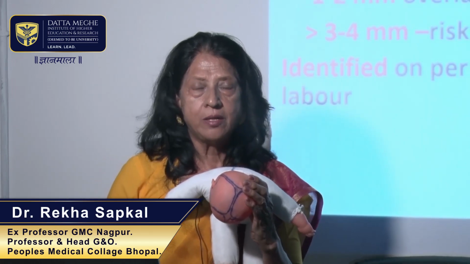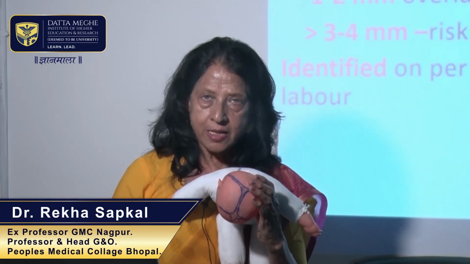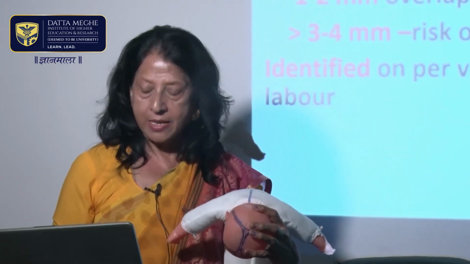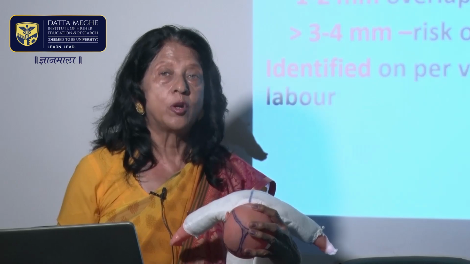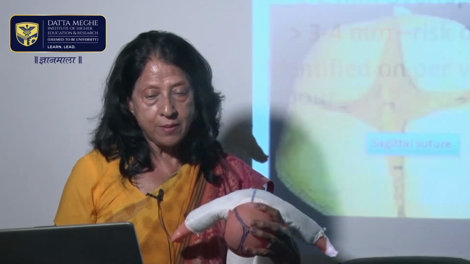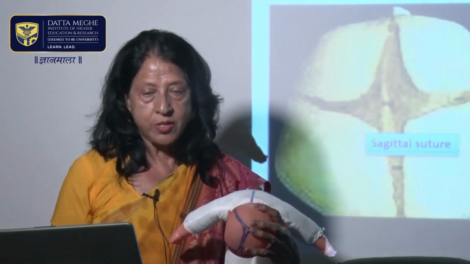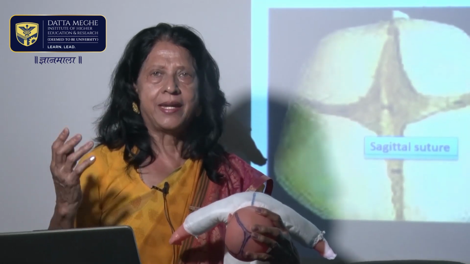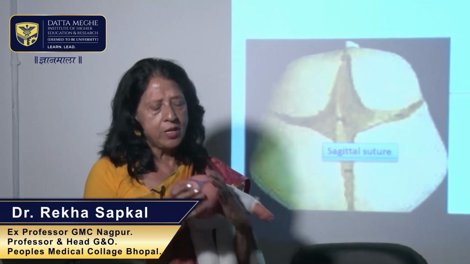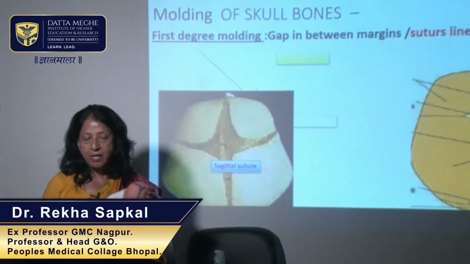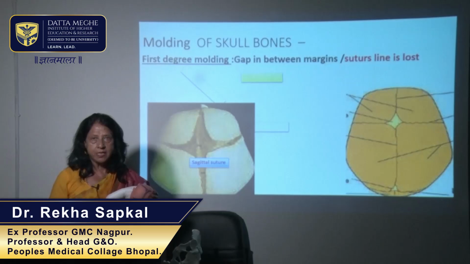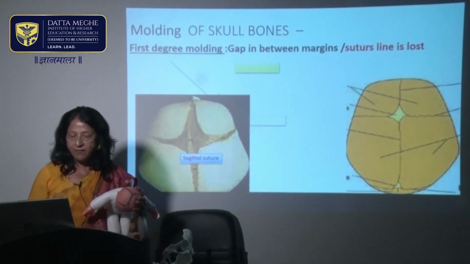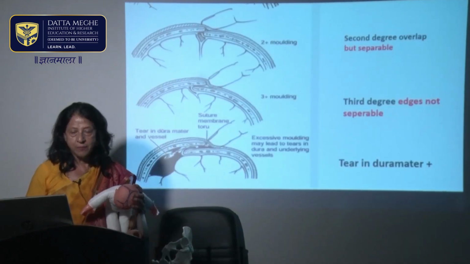Where do you find the molding? I can detect molding on per vaginal examination in the second stage of labor. In cases of prolonged labor, obstructed labor, the molding may be there. It is a sign of fetal distress also. There are different degrees of molding. Like first degree, the gap between the bones is lost. Normally, there is a sagittal suture, there is a membranous gap between the two parietals. But what happens here? In first degree molding, the gap is lost.